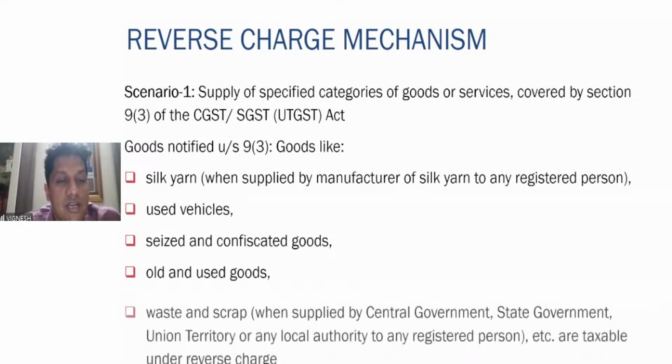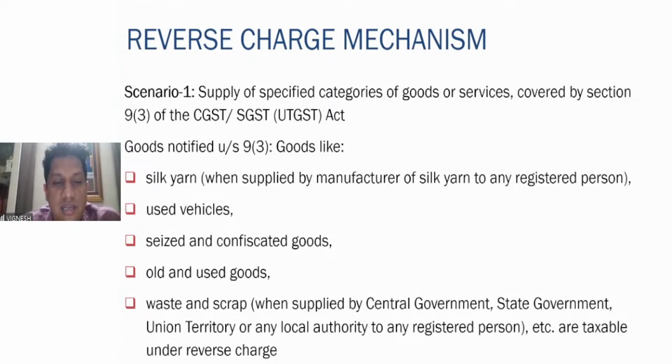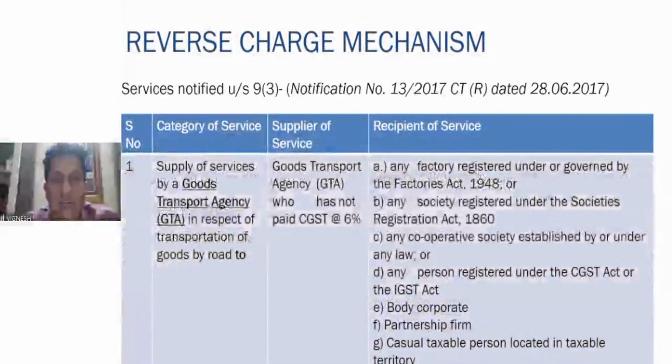Seized and confiscated goods, old and used goods, waste and scrap, when supplied by the state government, etc., to any registered person, if waste or scrap is supplied, they are taxable under the reverse charge mechanism. So that is your goods notified under 9 subsection 3.